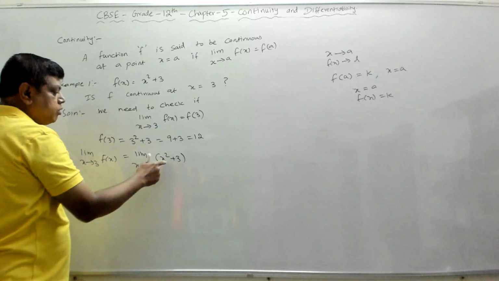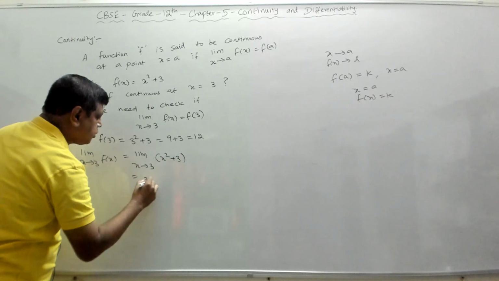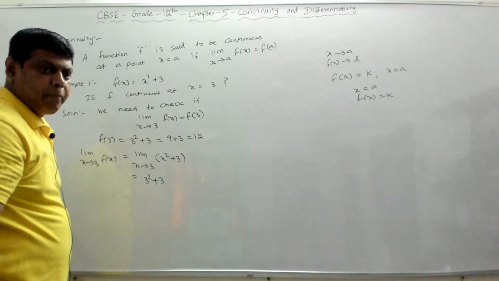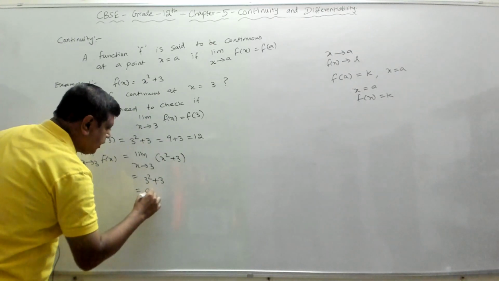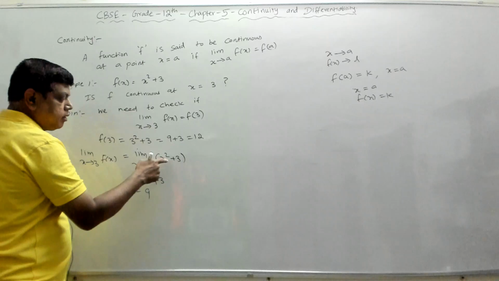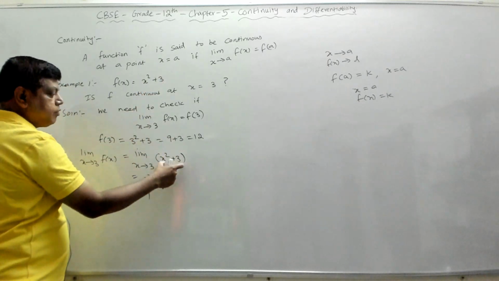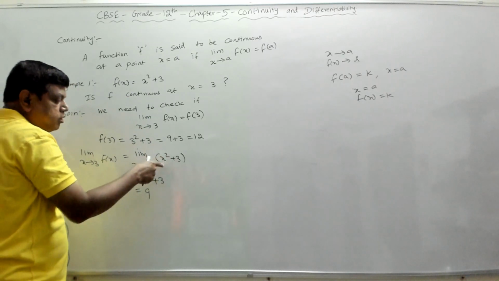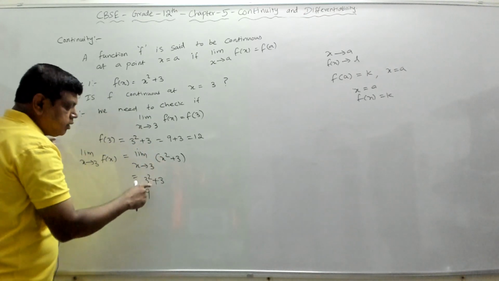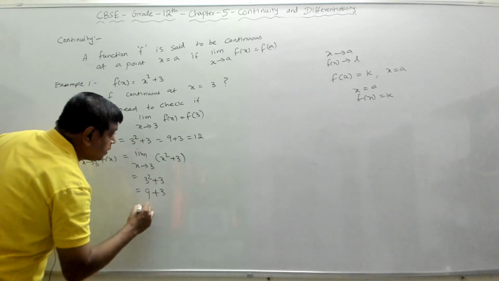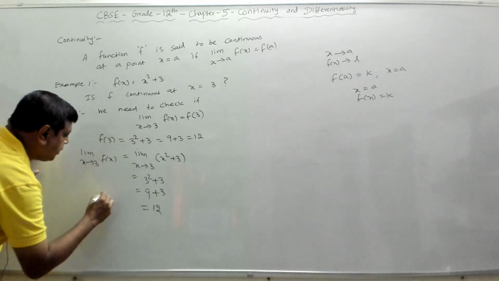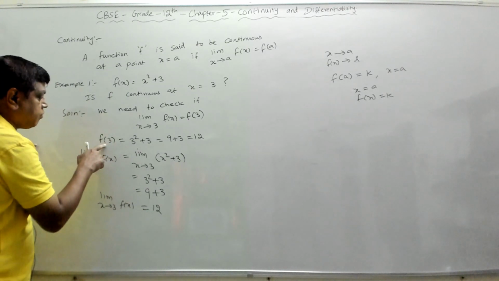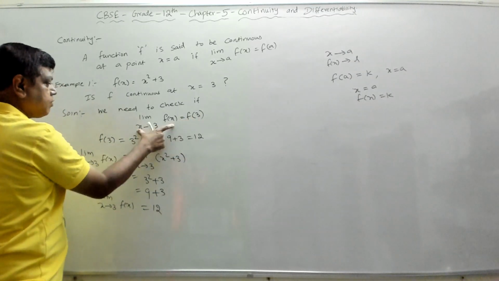Now we will substitute x is equal to 3 here. If you substitute x equal to 3, you get 3 square plus 3. Now what is 3 square? 3 square is 9. Once I substitute the limit, I need not write limit x goes to 3 again, because in the place of x, I am putting 3. So 3 square plus 3 is 9 plus 3, which is 12. So the limit as x goes to 3 of f of x is 12, and f of 3 is also 12.